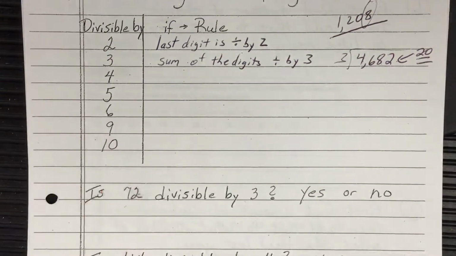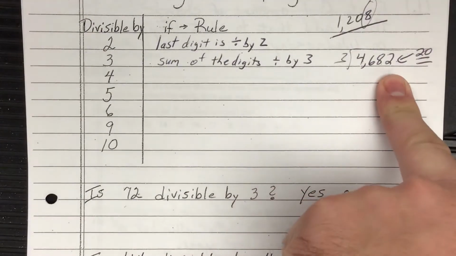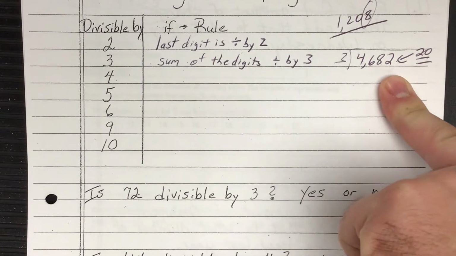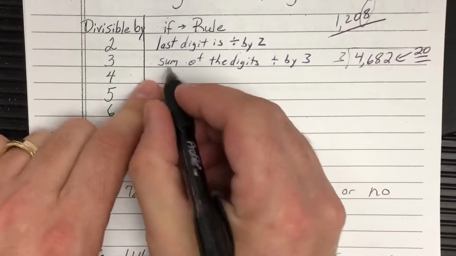Does 3 go into 20? No, it does not. 3 times 5 is 15. So 3 does not go into 20 perfectly, so 3 does not go in there. Don't waste your time dividing it. Again, little tricks to help you. You add up the digits, the sum.